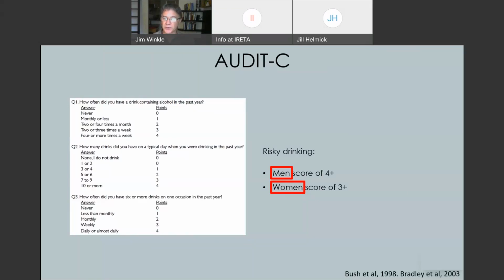On one hand, the questions, if you look at here on the left of the audit C, are great when it comes to gender because they're gender neutral. They don't ask about gender, so they're inclusive. We can use this tool with everyone. But when a clinician needs to know, or some clinical team member needs to know if someone's positive or not, the scoring guide typically used based on validation studies does the same thing, breaks people down only into men and women categories.